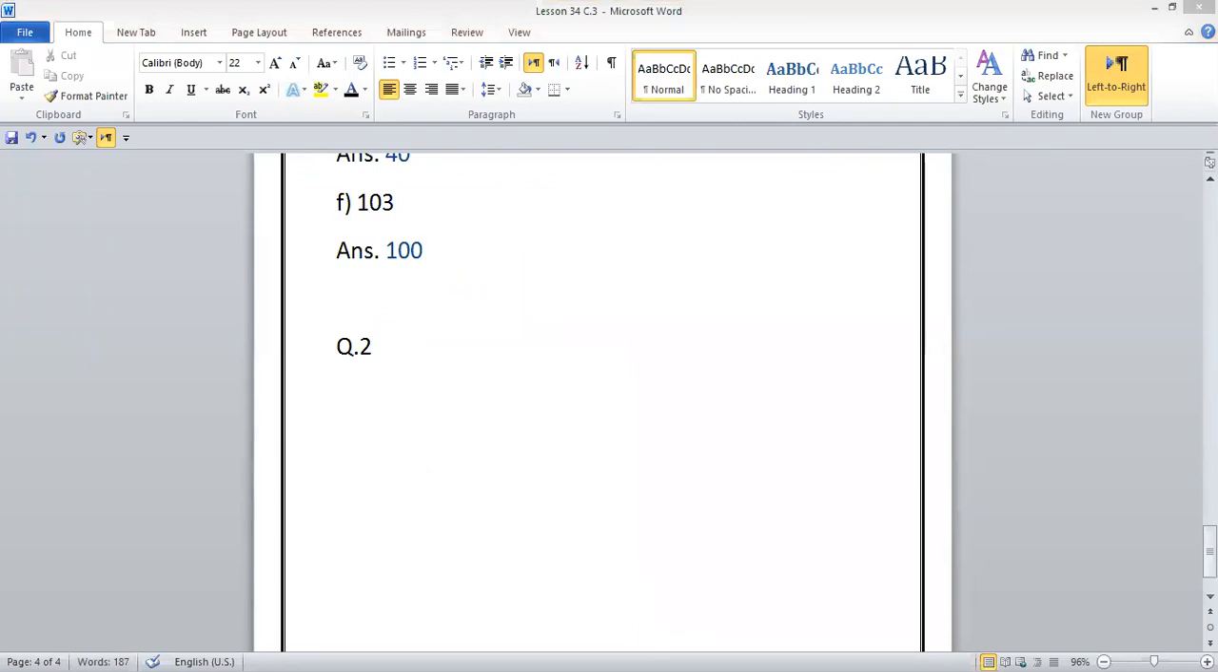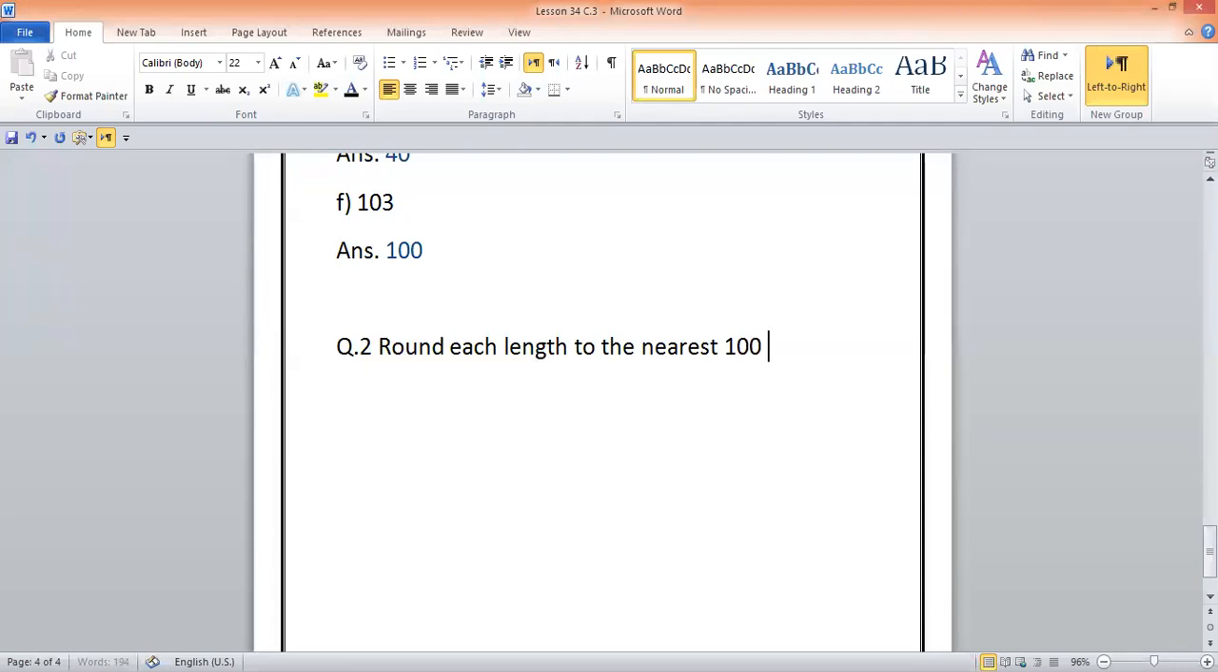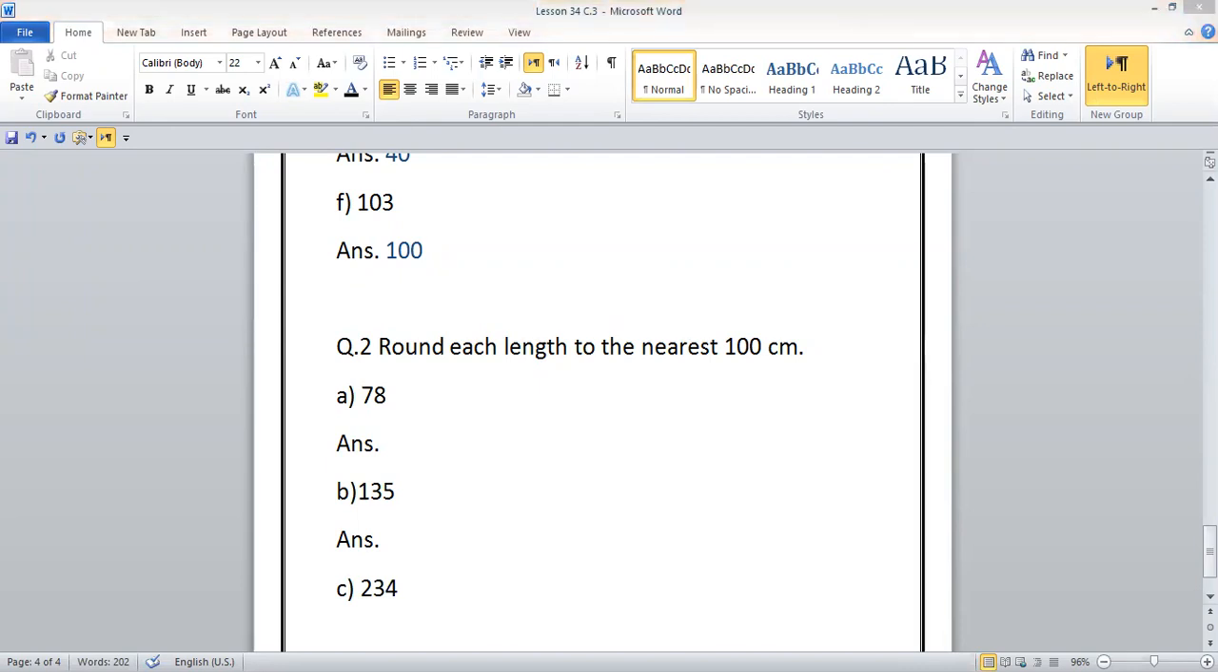Round each length to the nearest 100 centimeter. A. 78, B. 145, 234. B. 135. C. 234. D. 319.